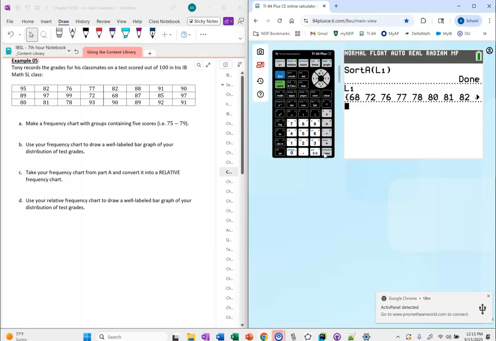Okay. And then another bar graph. We're not going to do that. Everybody's okay, though, with relative frequency, just a percentage?